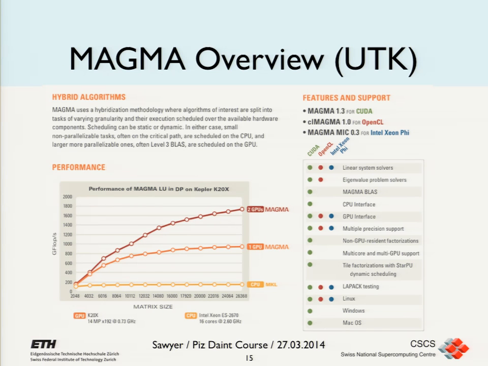Okay, so this is directly from, I think, last year's Supercomputing conference. Magma 1.3. There's a CUDA implementation, an OpenCL, and a Xeon Phi implementation. As you see, the CUDA implementation is the one which has the main functionality. Yeah? And just a little bit on performance.